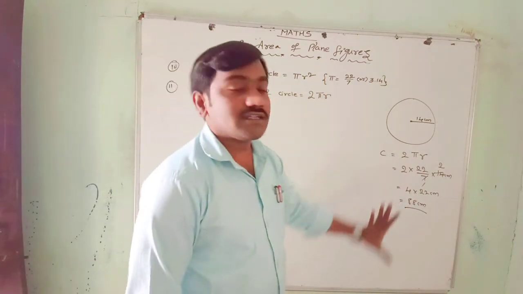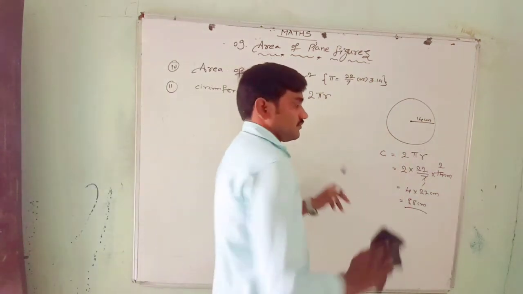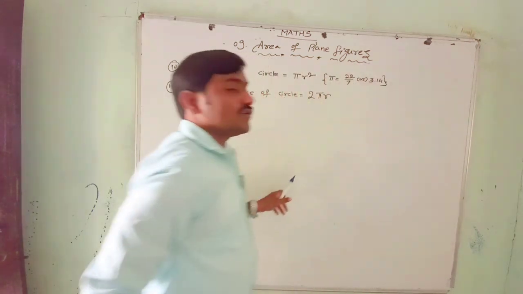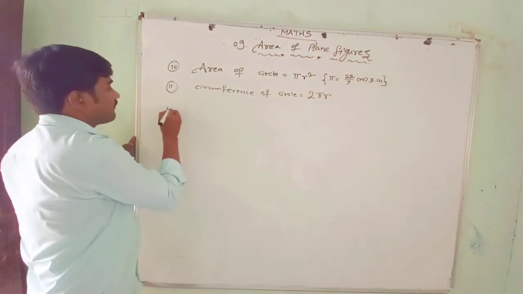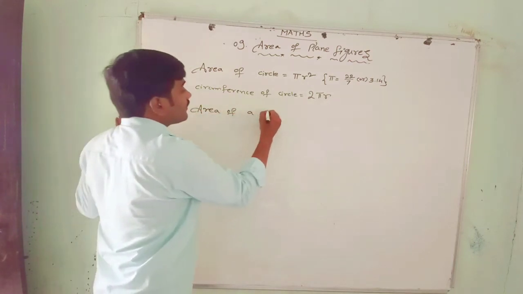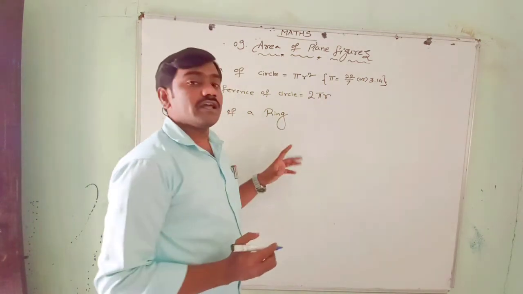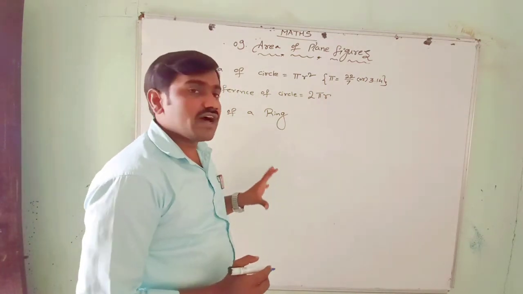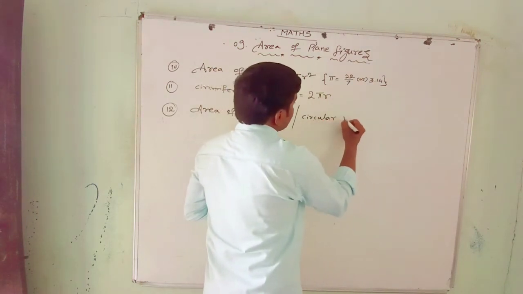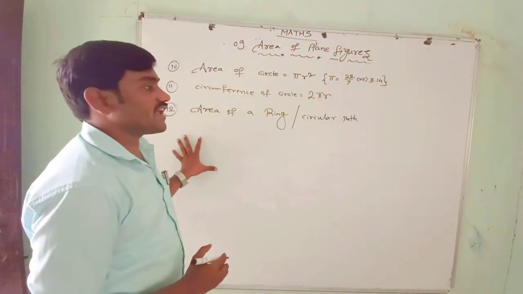So by every example you can understand how we can implement this formula in the problems, so where it will be helpful for us. And the next formula we are going to use is the area of ring, or circular path. The area of ring is also known as a circular path. The area of circular path is the same as the area of the ring.